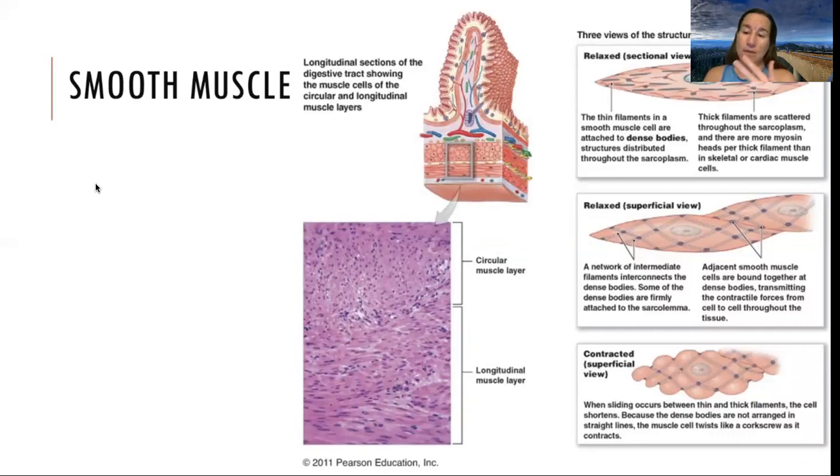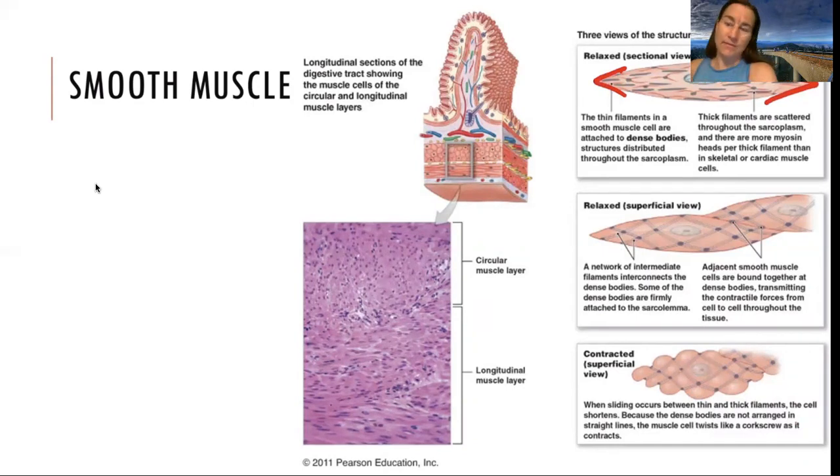Typically, it's uninucleate, just like the cardiac. So just one nucleus, involuntary, no striations, kind of spindle shape. You see how they're kind of pointy at the end there? I feel like I'm leaving something else out. Smooth, no striations, spindle shape, involuntary, one nucleus. That may be covering it all.